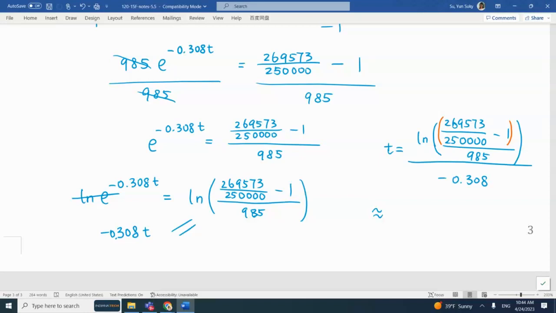You get 269,573 divided by 25000, minus 1. Yeah, you can get a scientific calculator out. Divided by 985. Another parenthesis, that is then divided by negative 0.308.